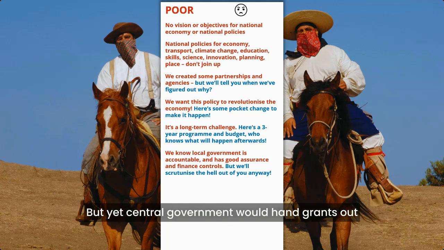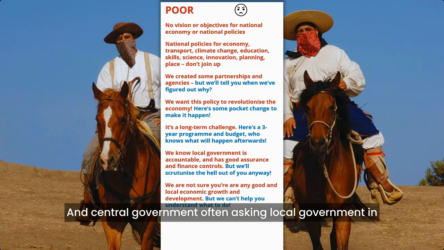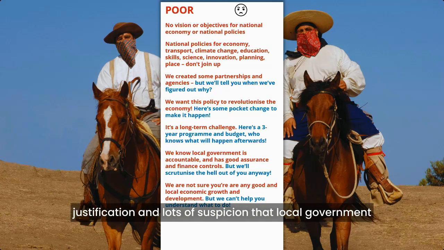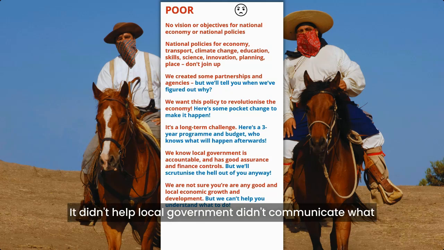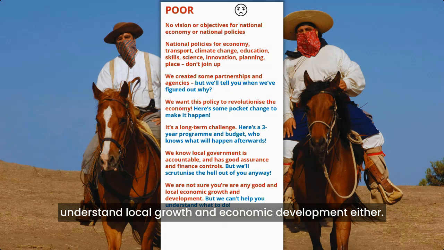But yet central government would hand grants out to local government with their own arrangements for monitoring and auditing, which were over the top. And central government often asked local government in the UK to submit grant funding claims with the need for a lot of evidence and justification, and lots of suspicion that local government can't really do economic growth and development. But then central government didn't really help with that either, didn't communicate what it wanted well enough, and didn't really understand local growth and economic development either.